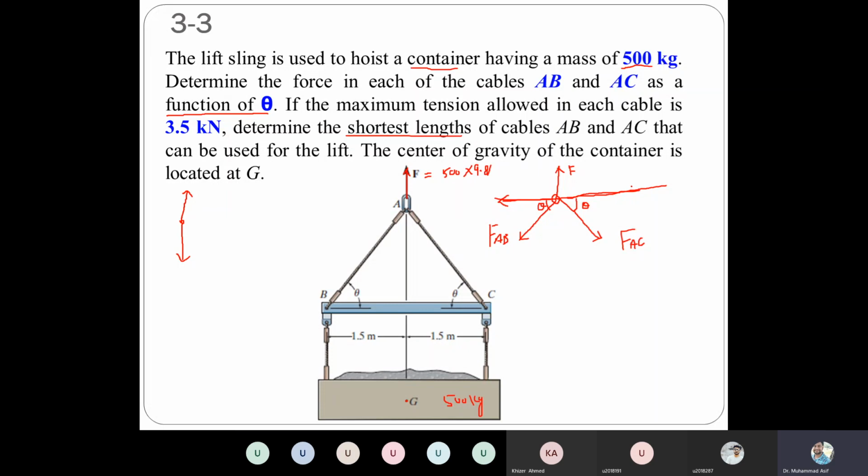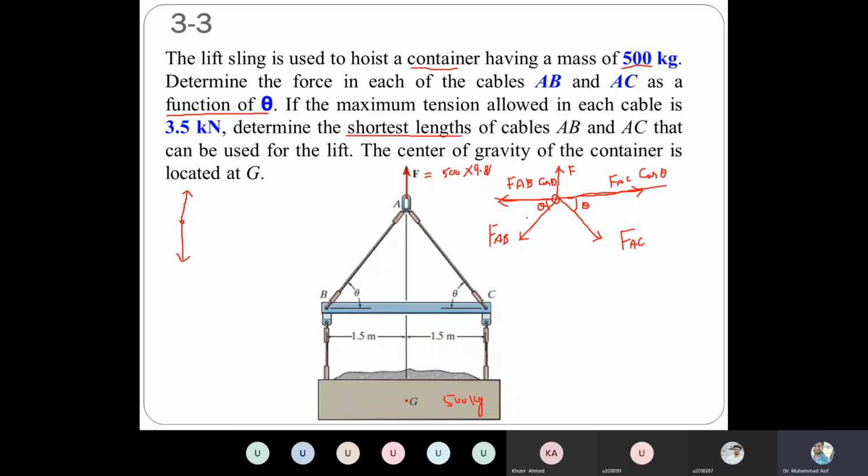Similarly, this component will be FAC cos theta. So what do you think? I mean, this component is FAC cos theta, and the other component will be again FAB cos theta. So do you think these forces are equal because the angle is the same? So these forces are basically equal.